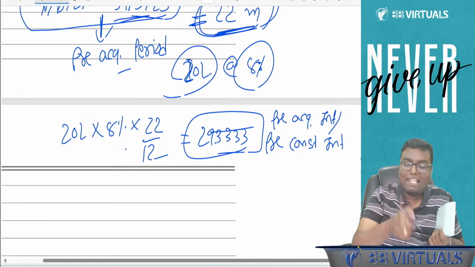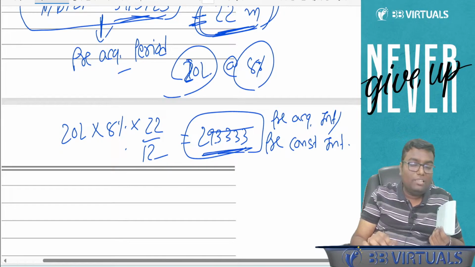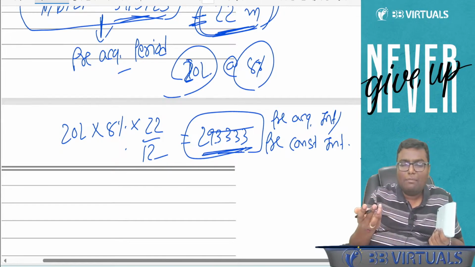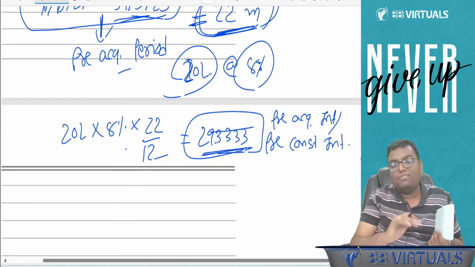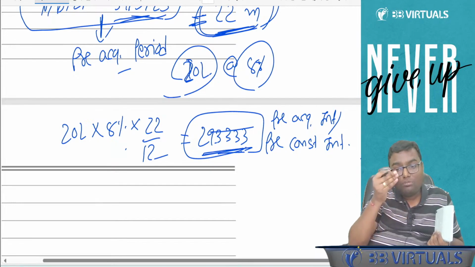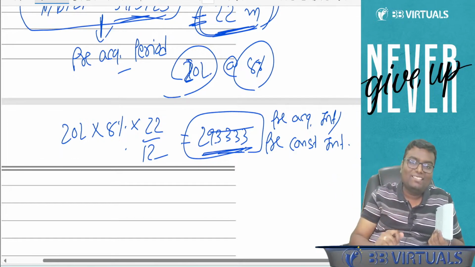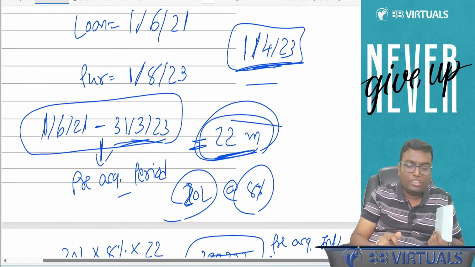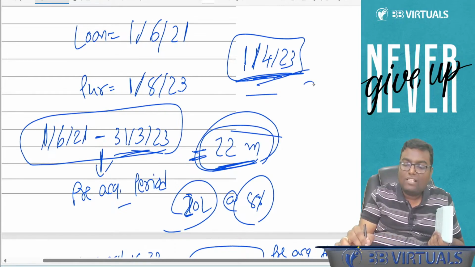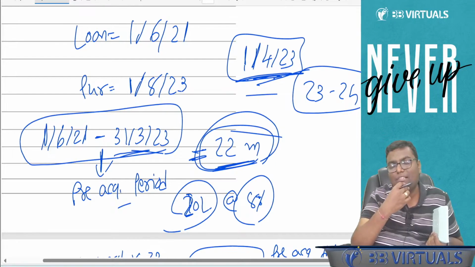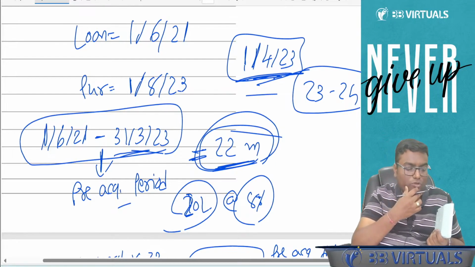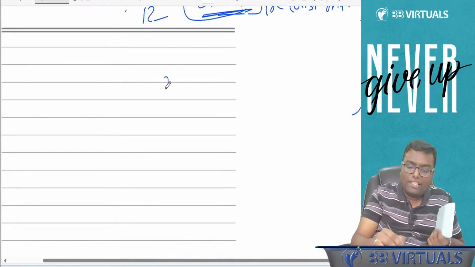Here it will happen in the same manner. This is kind of a preliminary expense. The name is pre-acquisition or pre-construction interest. This is allowed as a deduction over a tenure of 5 years. 5 years from what? 5 years from the year in which acquisition or construction is completed. In my example, my deduction will start from which financial year? 23-24, because my construction or acquisition is completed in 23-24.